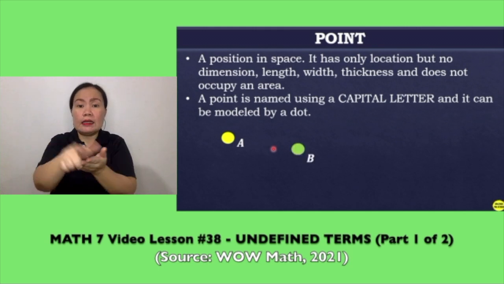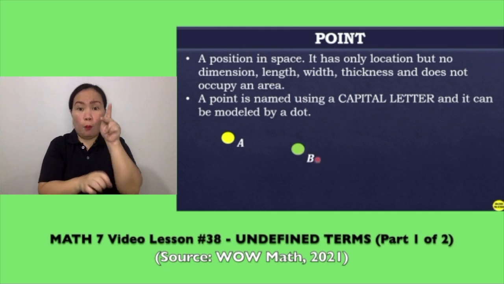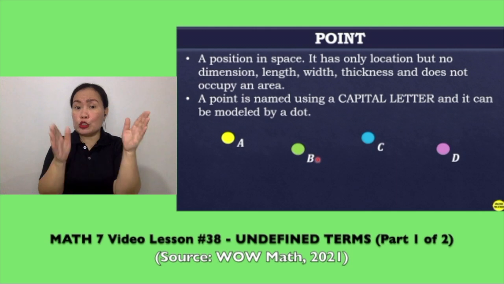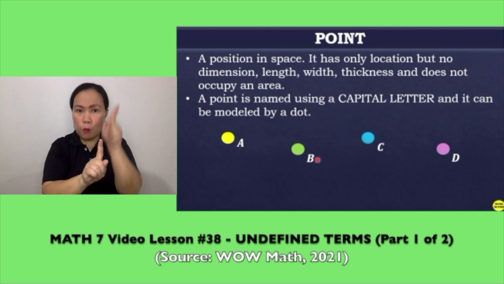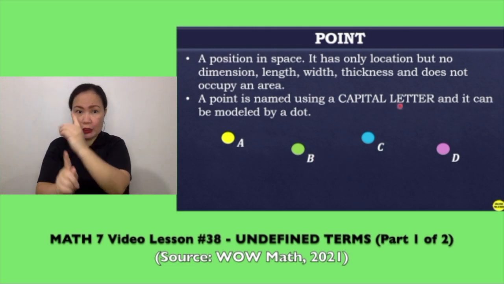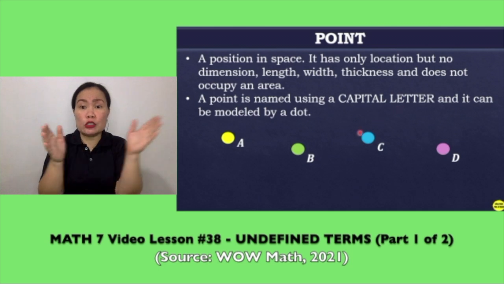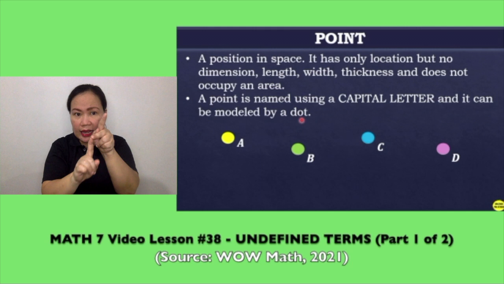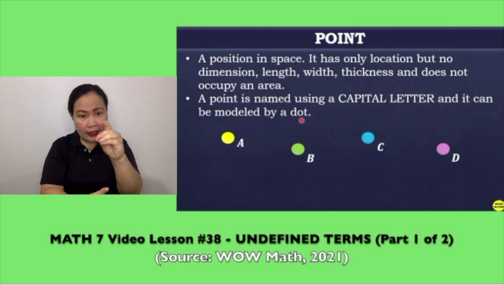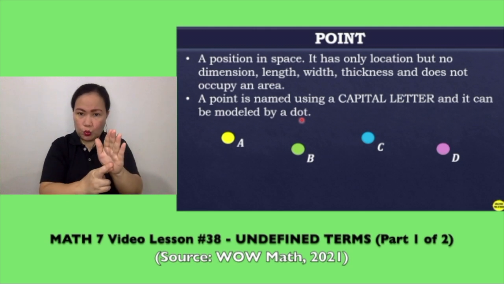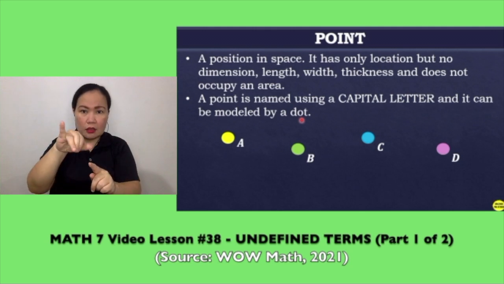So, tatandaan na kapag point, it should be capital letter. Okay? So, another example. So, ayan, this is point B, point C, point D. Just remember that when we are writing a point, or when we are illustrating a point, always use capital letter. Okay? So, ang best representation po ng ating point is a dot. So, kapag nakakita tayo ng dot, that is a representation of a point. So, yun ang best representation of a point.